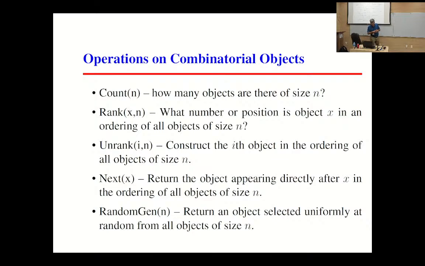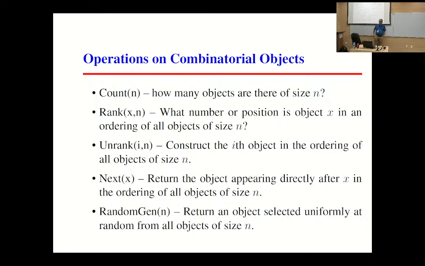Okay, what are the operations you can do on a combinatorial object? Once you define a class of combinatorial objects, there are several operations that are interesting. One that is interesting is next, like next permutation. If I give you an object X, give me which object appears next in the following order. There's an inverse version of that called previous. Give me an object, which is the one that appears before it in the order.